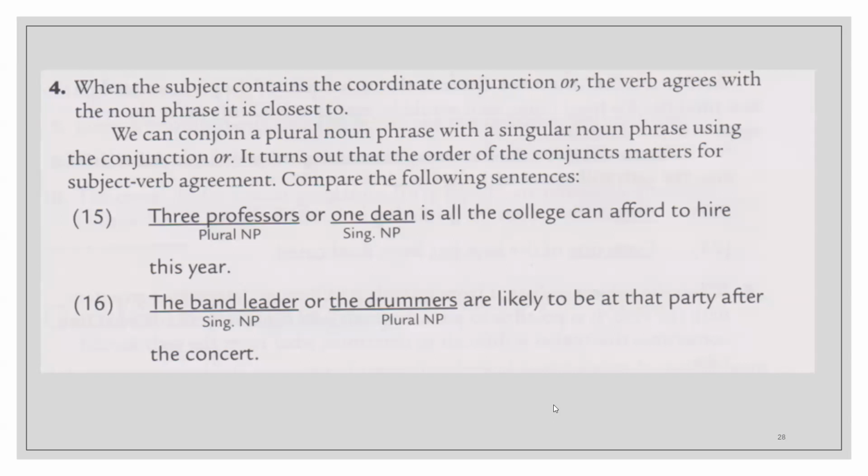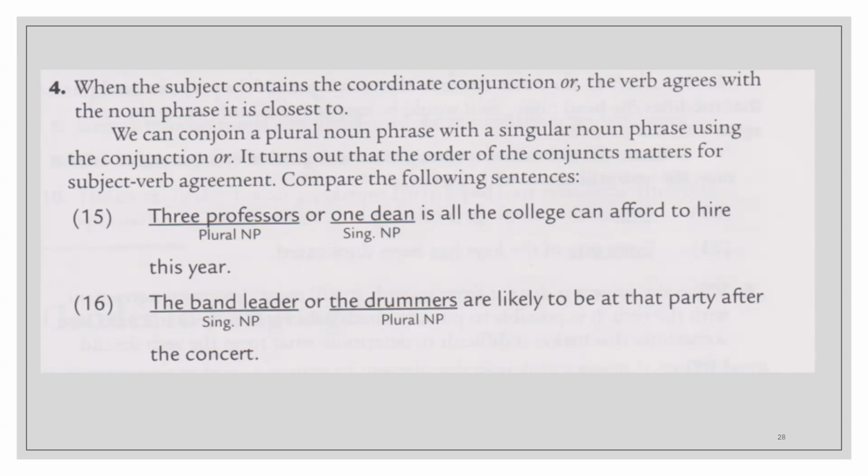Number 4, when the subject contains a coordinate conjunction or, the verb usually agrees with the noun phrase that is closest to it. Let's look at example 15. We have a plural noun phrase, 3 professors, or 1 dean. That's a singular noun phrase. What will my verb be? Will it be plural or singular? In this case, we see that the verb is singular, the singular form of be, because it's right next to the singular noun phrase.